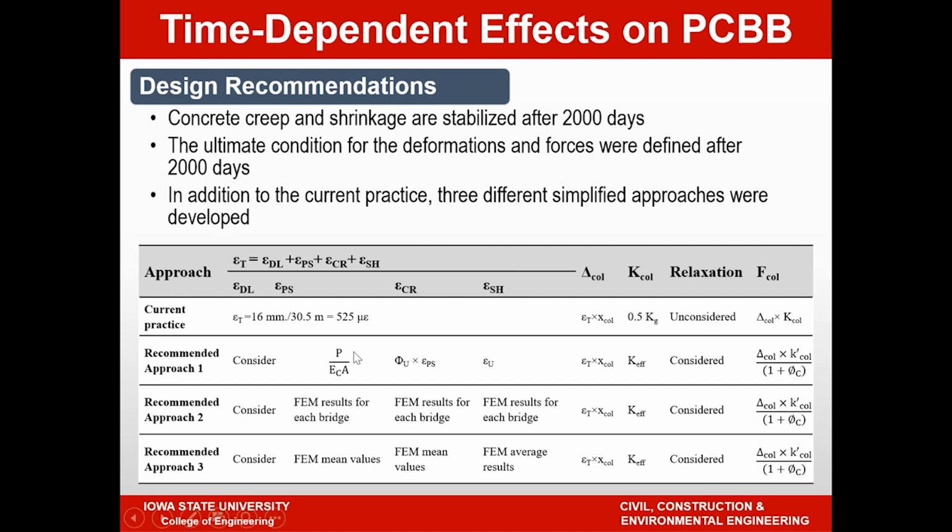You could see, if you look at how the pre-stress is captured, in the first approach we simply take the axial amount of pre-stress that's been applied, divided by the modulus, divided by the cross-section of the superstructure, which will give you some average pre-stress strain. And the creep strain is therefore taken as the pre-stress strain times the creep coefficient. You account for the ultimate or the total shrinkage strains, and you figure out the column forces based on the deformation you estimate.